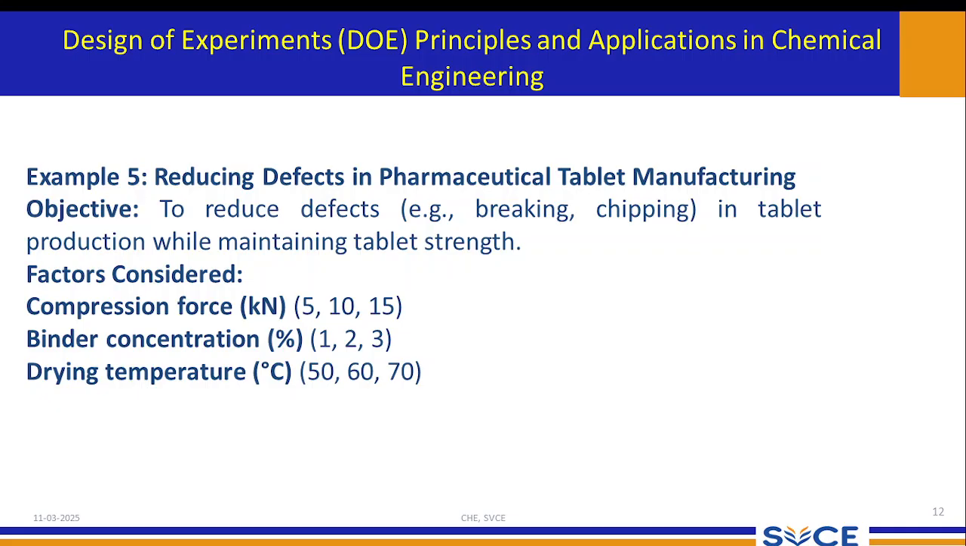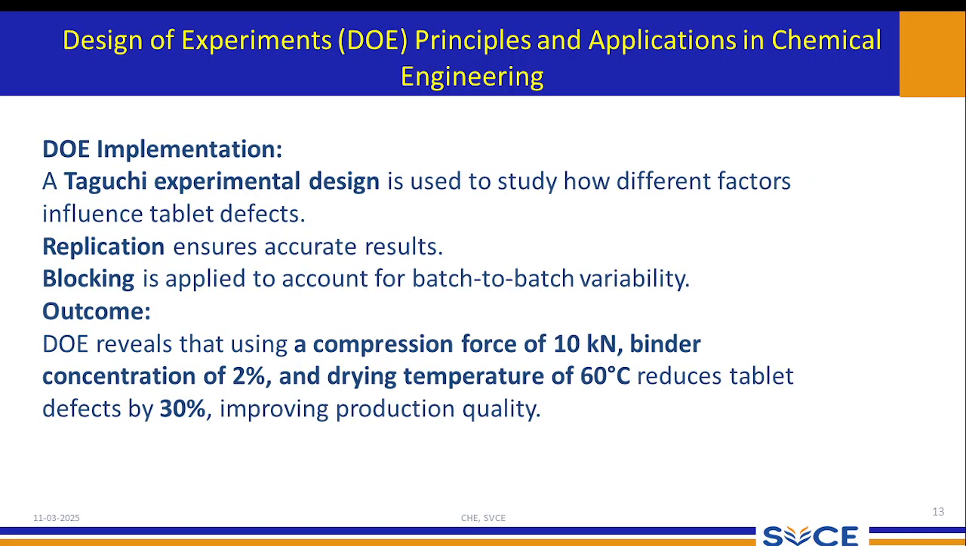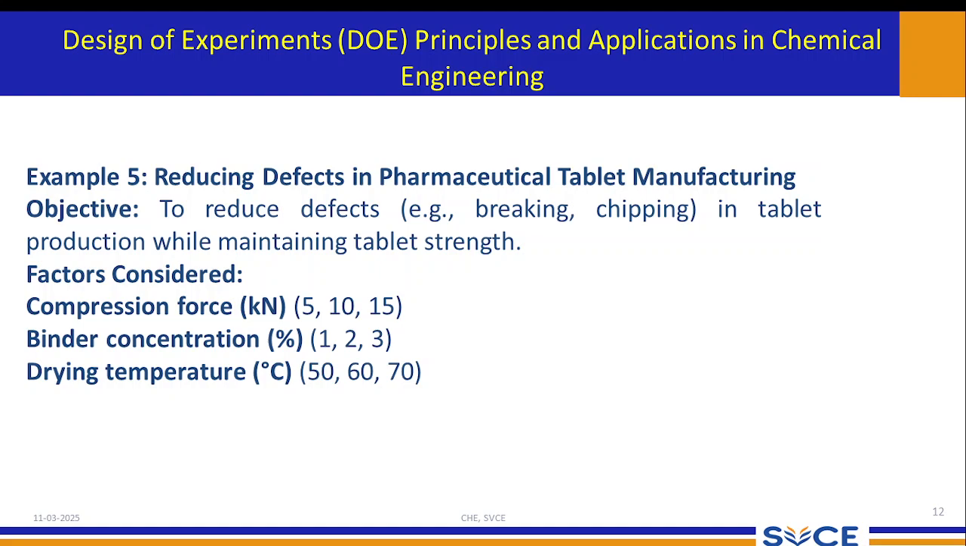Okay, so what is the objective? By reading out the example over here, you could know what the factors are that they are varying. So what is the ultimate output? To reduce the defects in tablet production while maintaining the tablet strength. So the factors are compression force, binder concentration, and drying temperature, which will help you find the optimum condition. So what is the optimum? Reducing the defects. So it is a logistic regression analysis also.